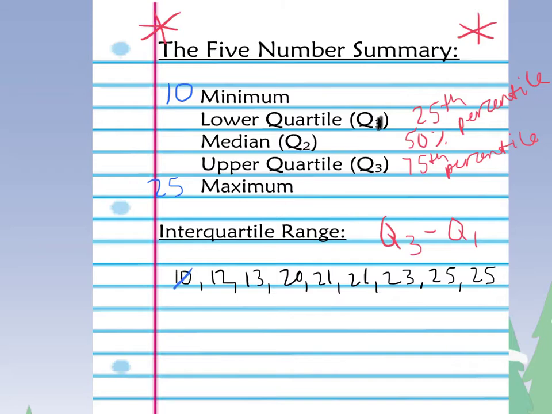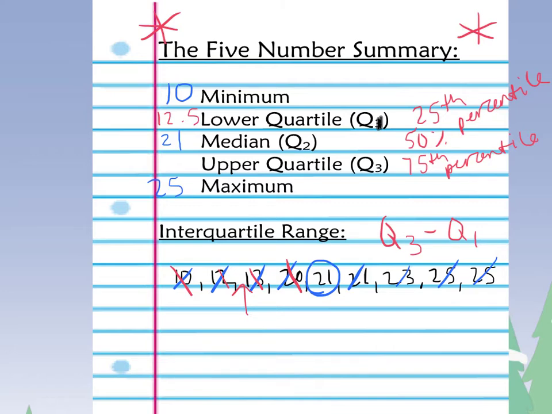Let's find the median. Cross them out to find the middle. There are 9 different numbers, so the middle should be the 5th data value, 21. And then I can find my lower quartile. That's going to be the 25th percent, or the middle of the lower half. So if I continue to cross them out, left and right, in between 12 and 13 is my lower quartile, or my first quartile at 12.5.